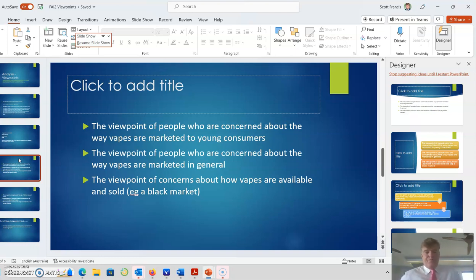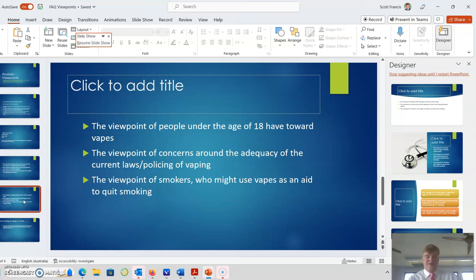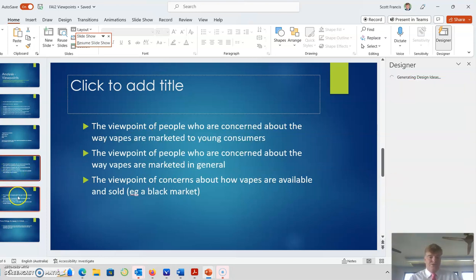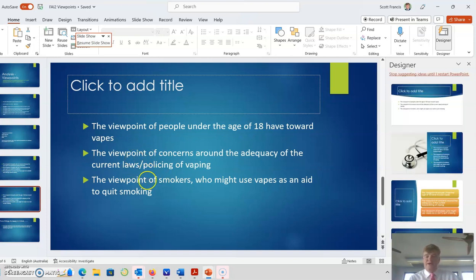You might think about the viewpoint of people who are concerned about the way vapes are marketed in general, the viewpoint about how available and how easily sold they can be for people. So there's three little ideas you can go into some more depth. So you won't go into all of them. You might just choose one extra viewpoint as well as the health situation. Other viewpoints there, under the age of 18, current laws and the policing, the way things are policed at the moment. That was an issue raised in the Four Corners documentary. And maybe the viewpoint of smokers who might use vapes as an aid to quit smoking. And there are certainly some experts who advocate for that.